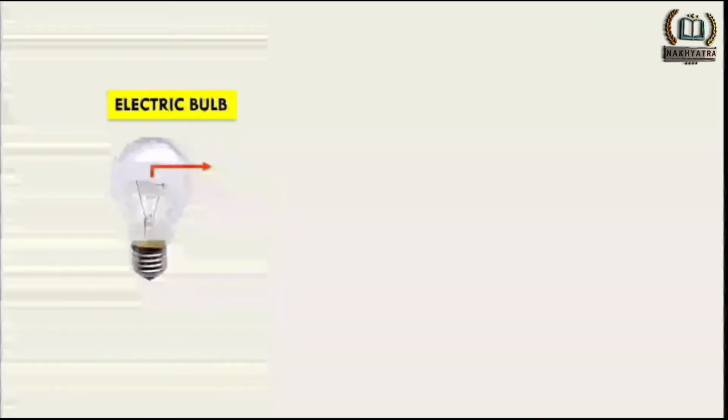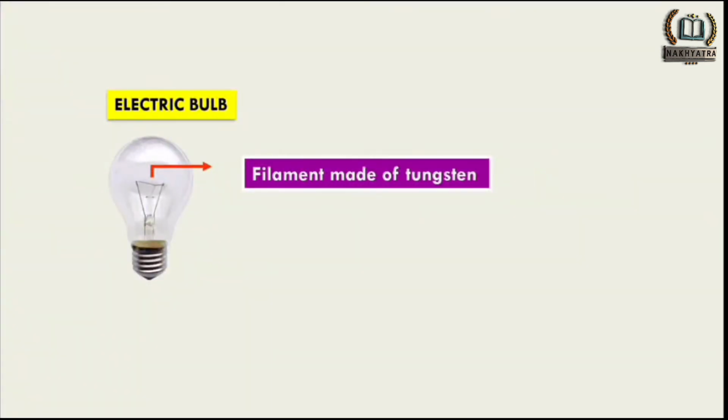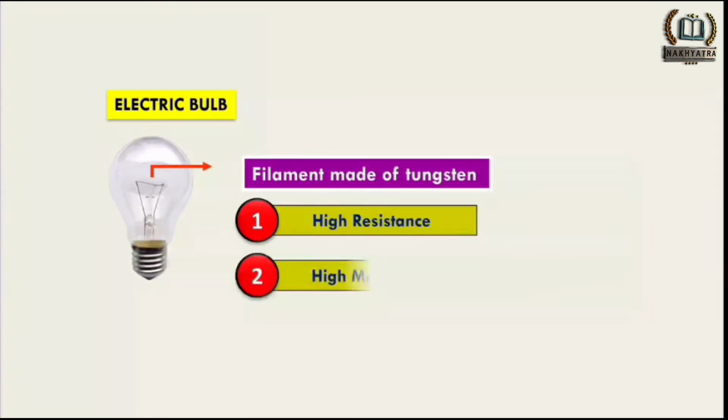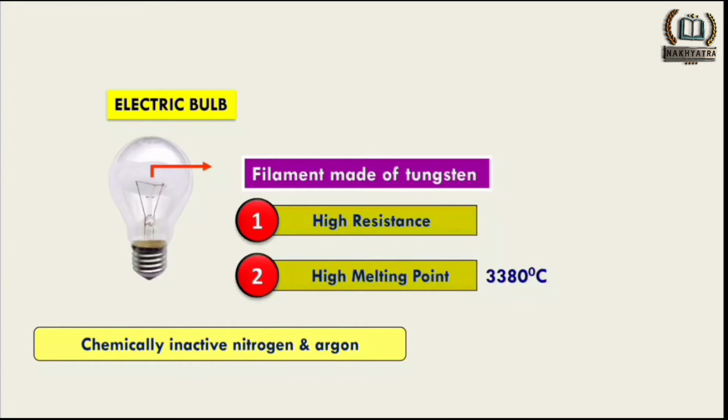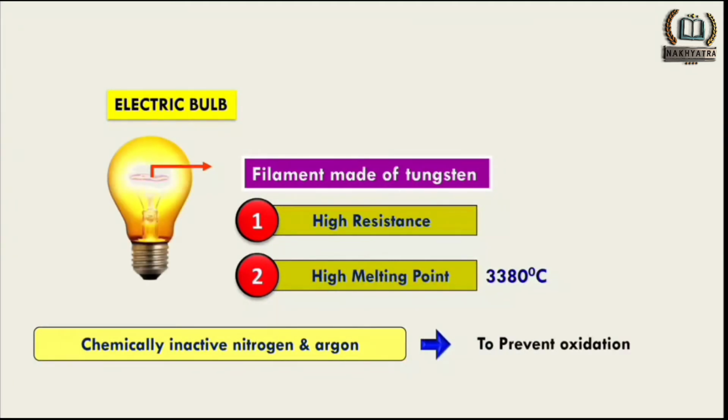Next is the electric bulb. It is the most common thing you can see. It is a small and simple light source that uses a wire filament to glow on the application of electricity. The filament, which is a coiled thin wire, is made of a material called tungsten. It has high resistance and a high melting point, around 3380 degrees Celsius. Now see, the bulbs are filled with chemically inactive nitrogen or argon gas. Do you know why? Because it prevents the oxidation of the tungsten filament used in the bulb.